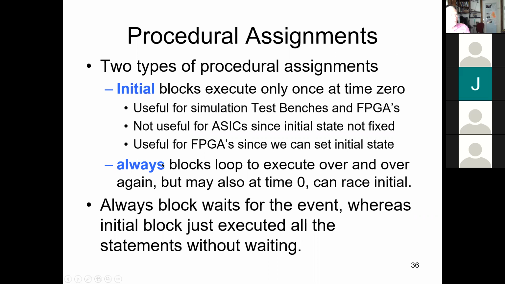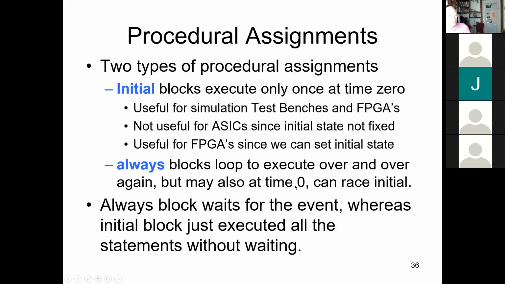Okay, then we have always blocks, which we use all the time. And always blocks execute basically whenever the signal in their sensitivity list is triggered. And you should remember that sensitivity list thing from logic design.